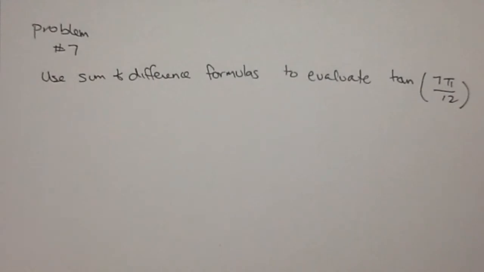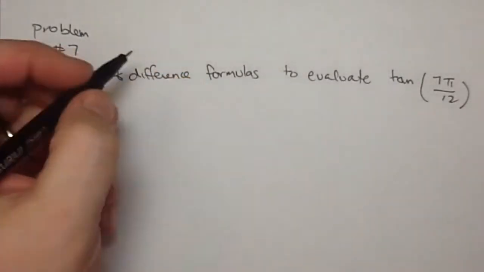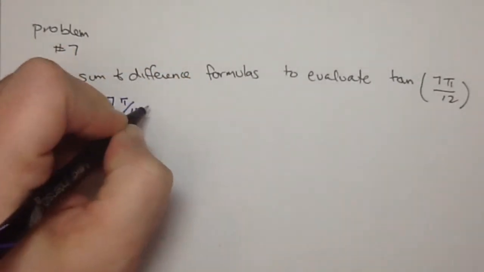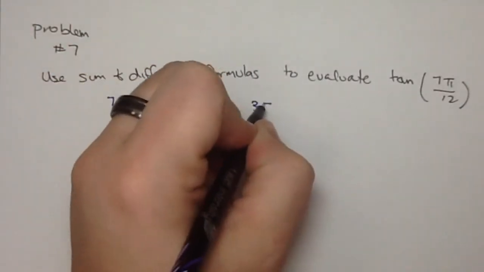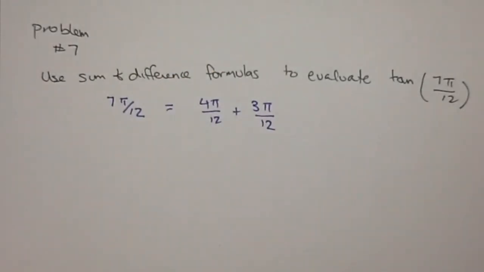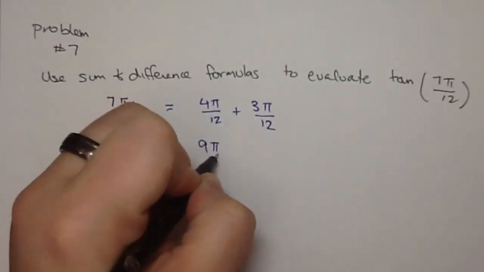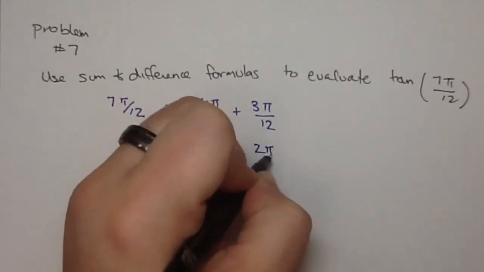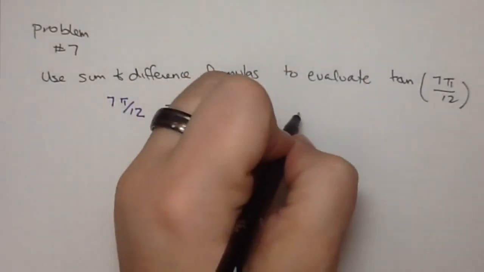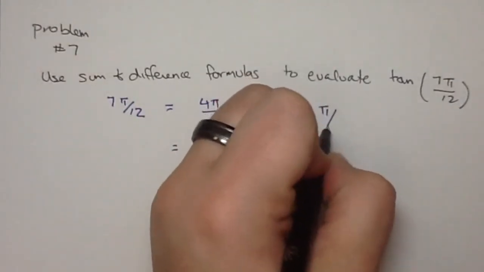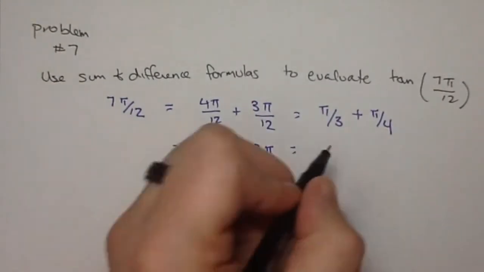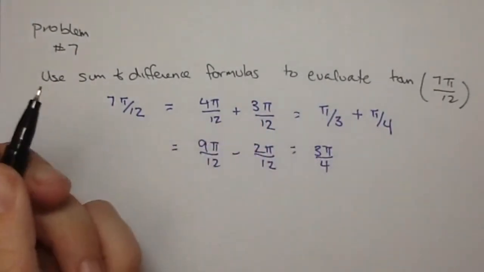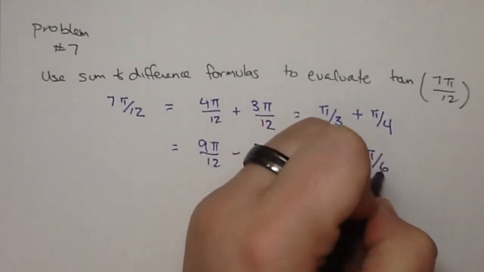Well, we've got a couple of options. We could say that 7 pi over 12 could be 4 pi over 12 plus 3 pi over 12. We could also say that it's 9 pi over 12 minus 2 pi over 12. So this is our sum, pi over 3 plus pi over 4. And then our difference would be 3 pi over 4 minus pi over 6.